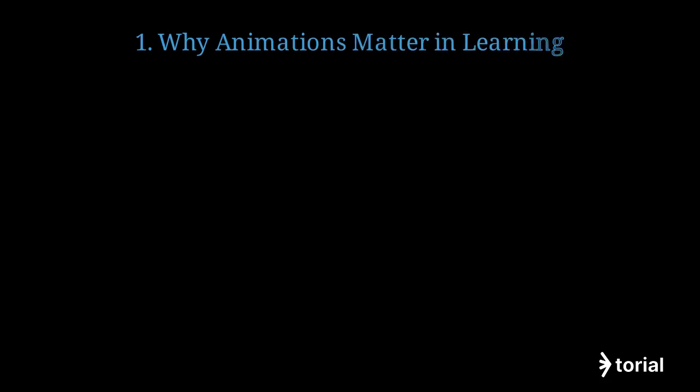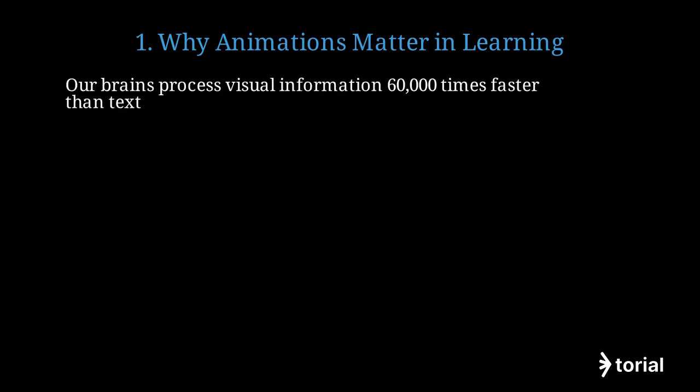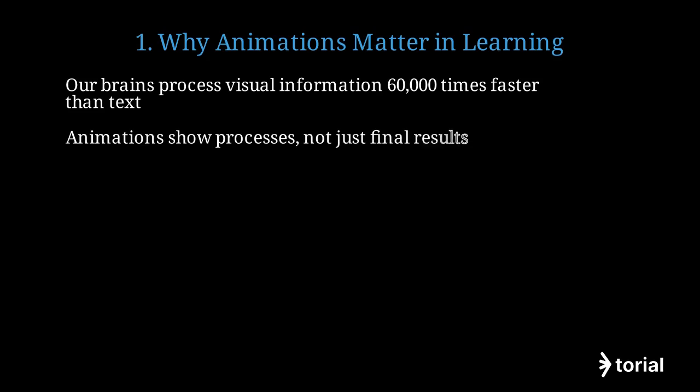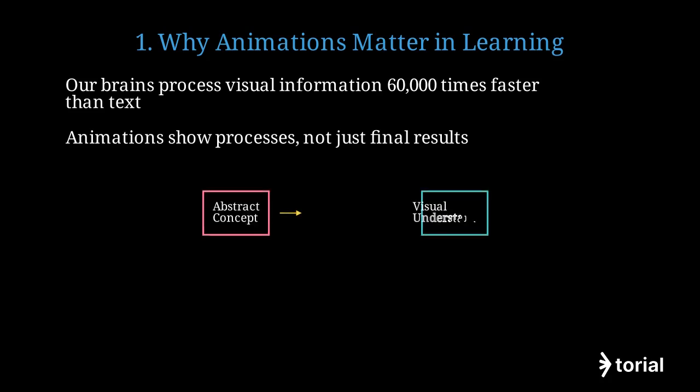Let's understand why visual animations are so powerful for learning mathematics. Research shows that our brains process visual information 60,000 times faster than text alone. Unlike static images, animations reveal the dynamic processes behind mathematical transformations. Animations bridge the gap between abstract mathematical concepts and concrete visual understanding.